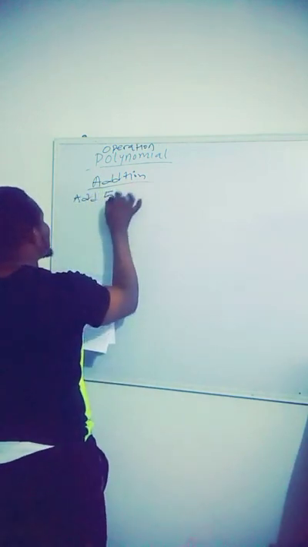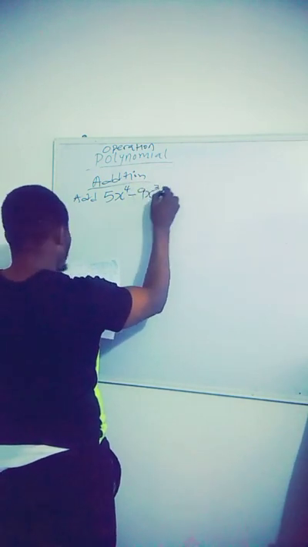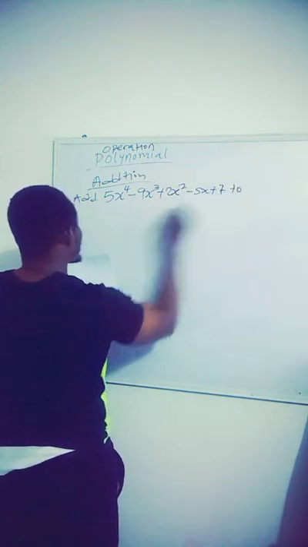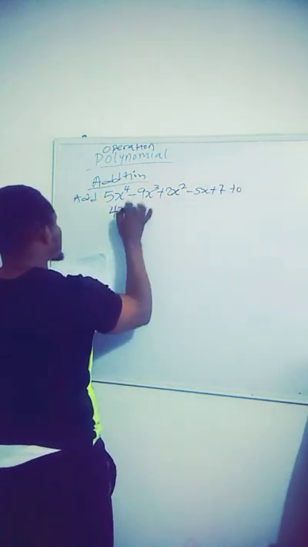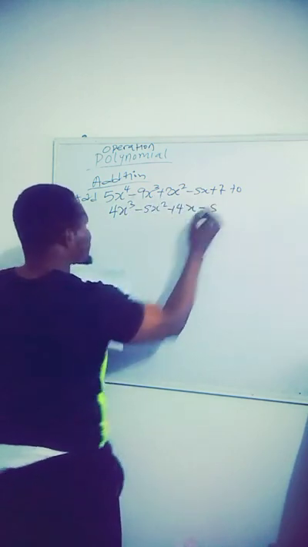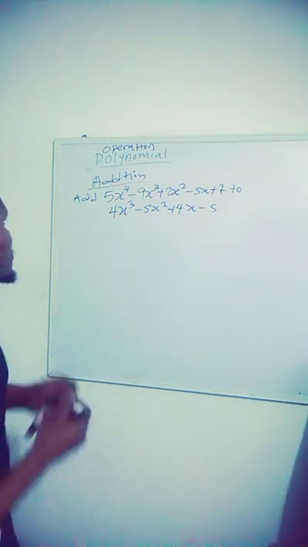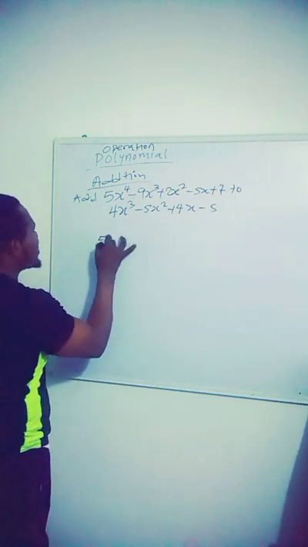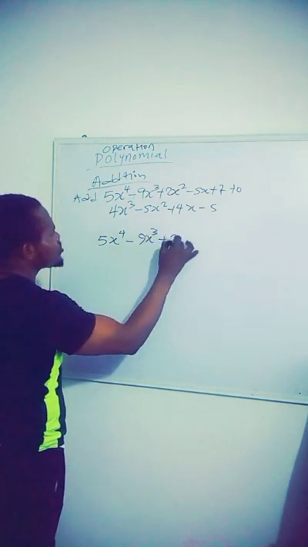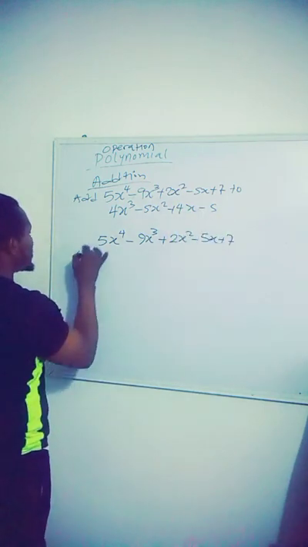Add 5x raised to power 4 minus 9x cubed plus 2x squared minus 5x plus 7 to 4x cubed minus 5x squared plus 4x minus 5. Now we have to add this. We have to listen to this so you will get it. So we have 5x raised to power 4 minus 9x raised to power 3 plus 2x squared minus 5x plus 7. So we are adding it to this.